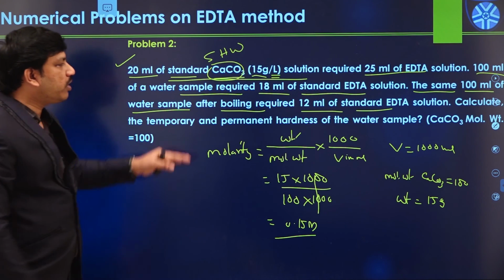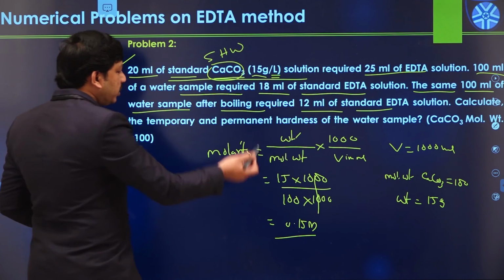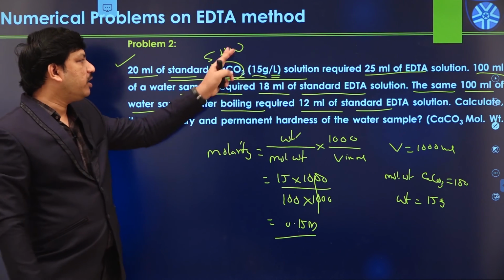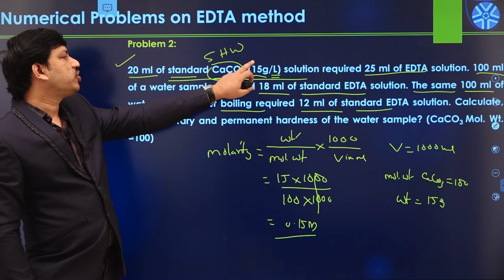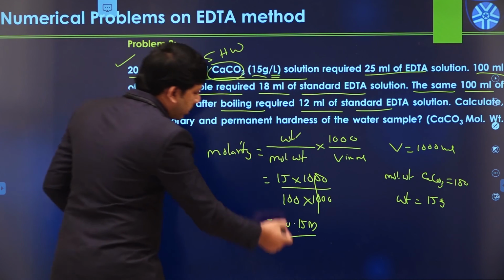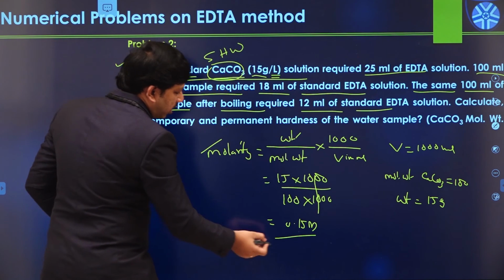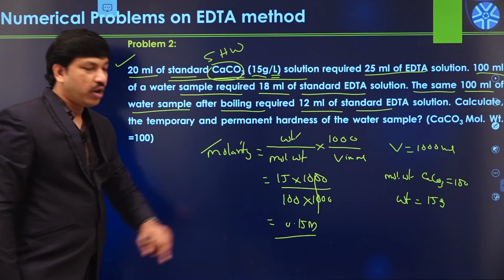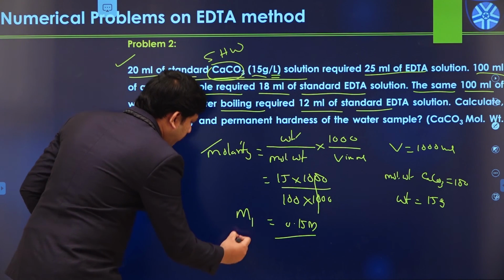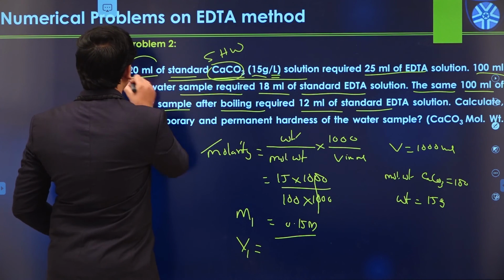It is very much similar to the previous problem, but the only thing is that the concentration of standard hard water is given in a different manner. They have mentioned 15 grams dissolved in 1 liter of water sample. So if you calculate the molarity of this one, it is 0.15 molar. This is the M1 value, and the V1 value is 20 ml.